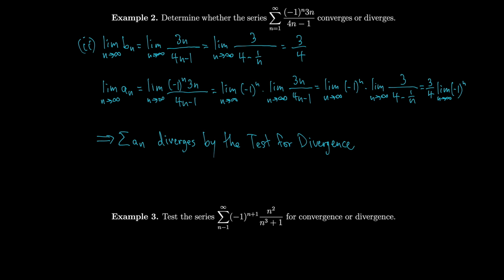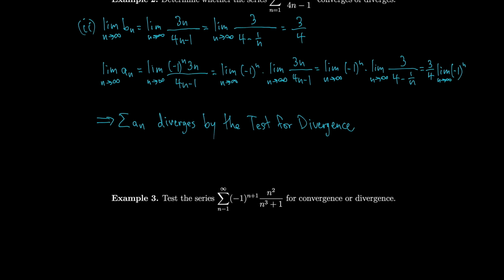So even though we had an alternating series, we couldn't use the alternating series test. You won't always be able to use it on every alternating series. That doesn't mean that you can't test it, we just had to use a different test.